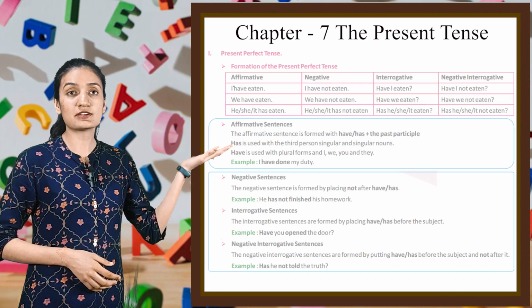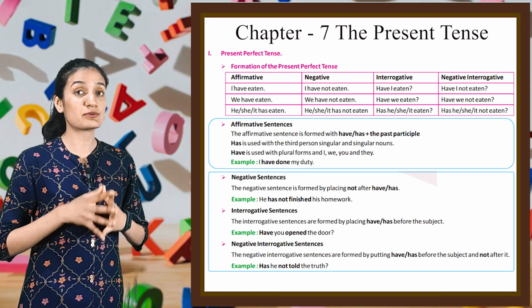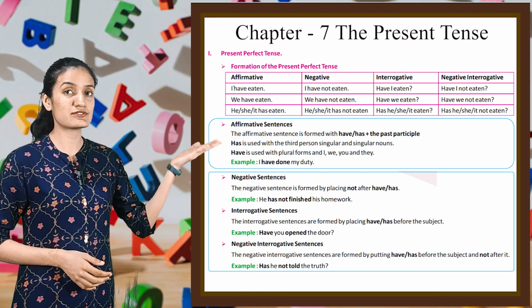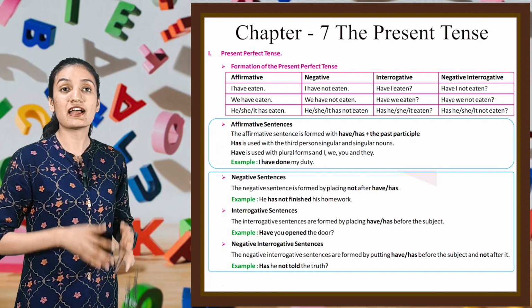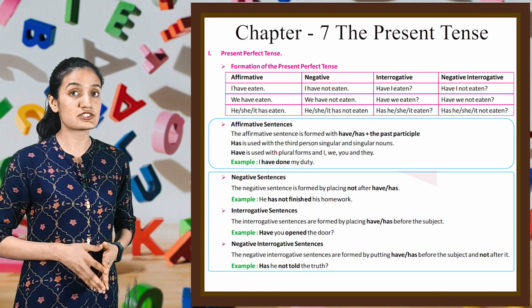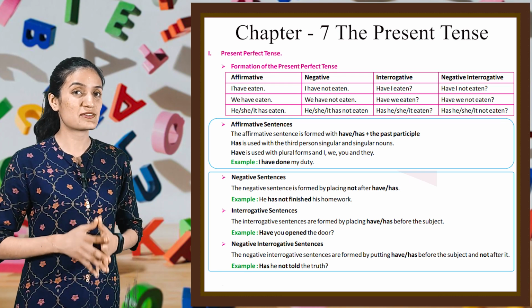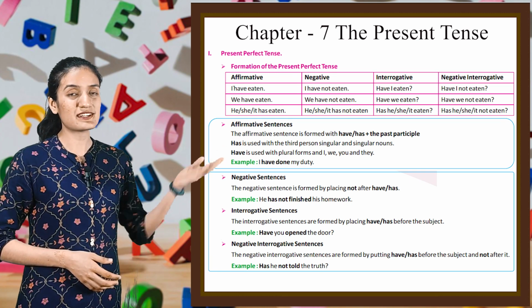Now, present perfect tense. Formation of the present perfect tense. Here's the table of affirmative, negative, interrogative, negative interrogative. I have eaten. I have not eaten. Have I eaten? Have I not eaten? So in this way, learn this table carefully.